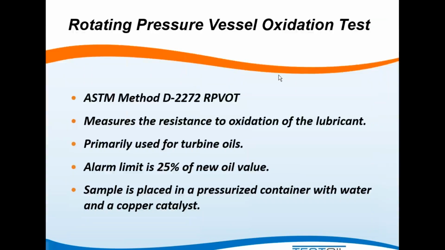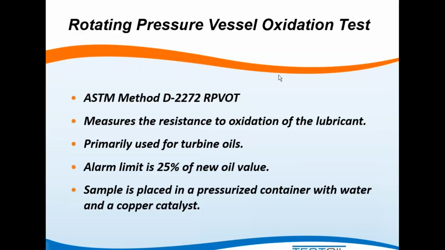All right, RPVOT. Now, if you've been in this business for a while, you remember the old name of this, which was the rotating bomb oxidation test, but now it's called a rotating pressure vessel oxidation test. It's governed by D2272, and in general, it's defined as measuring the resistance to oxidation of a lubricant.